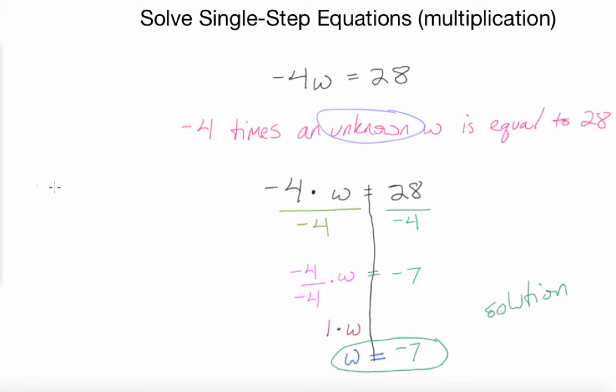Well, let's check it out. Check it out over here. Put negative 7 in the equation. Does negative 4 times negative 7, does that equal 28? Yeah, because a negative times a negative equals a positive. 4 times 7 is 28. So it checks out good. We solved it out. I'm feeling pretty good about this problem.